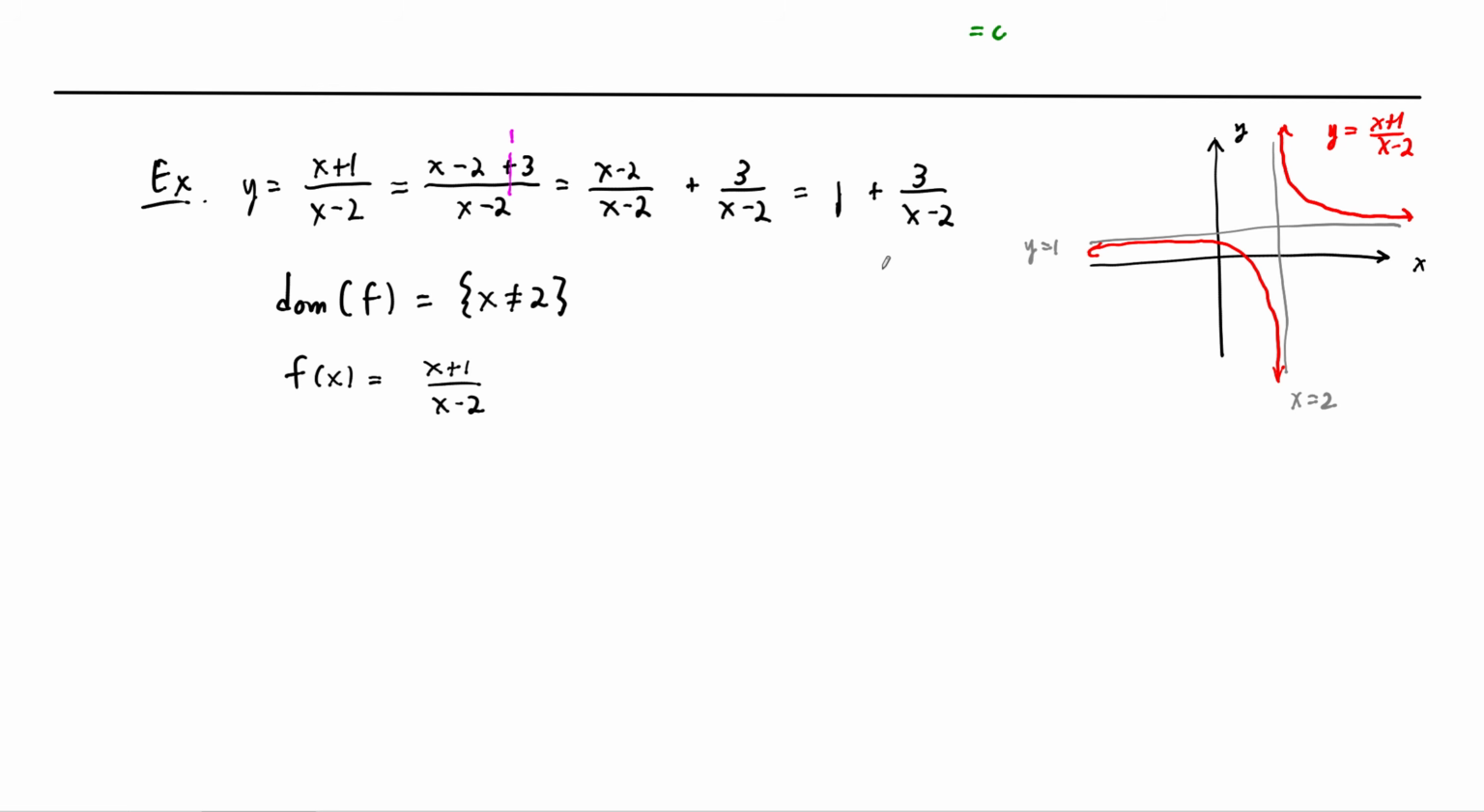Well, let's do a couple things. First of all, let's find f(3). f(3), I'm going to use this formula now, is going to be 1 + 3/(3 - 2), which is 1 + 3/1, so that's 4, right?